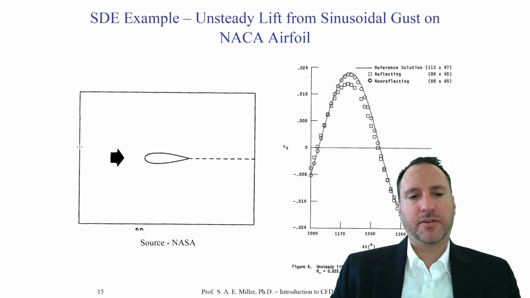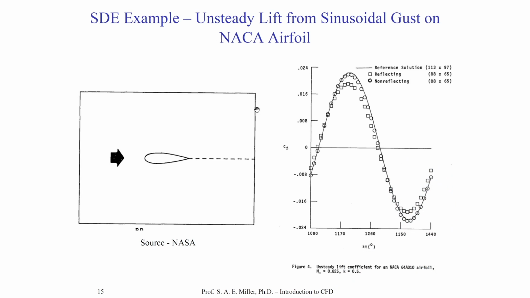Let's look at one particular example from NASA. On the left, we have a particular airfoil. The flow moves from left to right. On the right, we have the results from the small disturbance equation for this so-called unsteady lift and sinusoidal gust problem. So the inlet boundary condition, or the flow coming into the airfoil from left to right, actually has a sinusoidal nature. And they've solved the SDE equations and plotted their results relative to the experimental data.